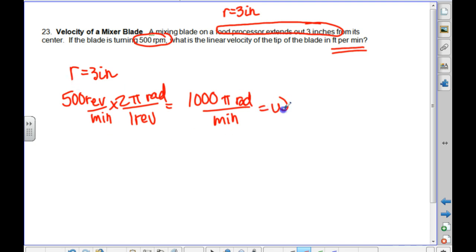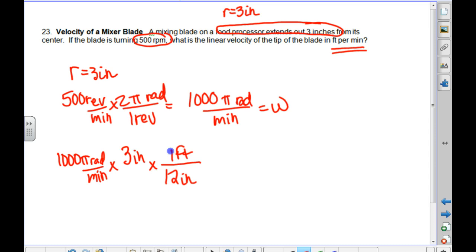What do we do with an R and an angular velocity, which I think is a little omega? I multiply, yes. So I'm going to write that one first: 1,000 pi radians per minute times 3 inches gives me inches per minute, but they want what? They want feet, so 12 inches needs to go in the denominator. So we end up with 3,000 pi feet per 12 minutes. We still need to divide. Comes out nice or not? Yeah. 250 pi.